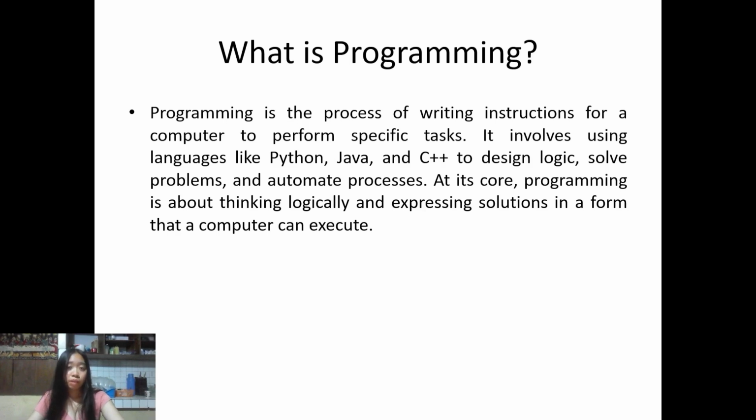So, what is programming? Programming is the process of writing instructions for a computer to perform a specific task. It involves using languages like Python, Java, and C++ to design logic, solve problems, and automate processes. At its core, programming is about thinking logically and expressing solutions in a form that a computer can execute.